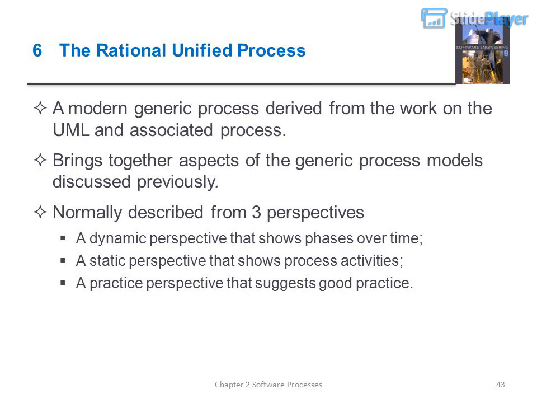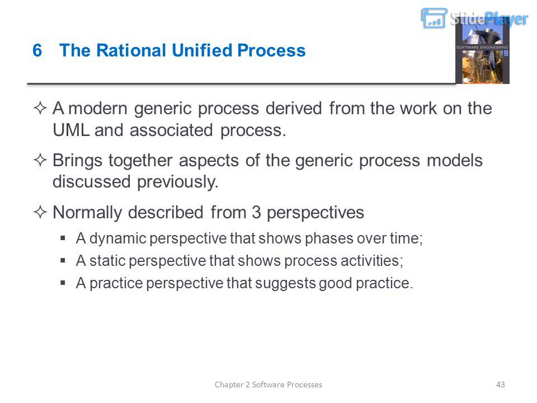The Rational Unified Process. A modern generic process derived from the work on the UML and associated process. It brings together aspects of the generic process models discussed previously. It is normally described from 3 perspectives. A dynamic perspective that shows phases over time. A static perspective that shows process activities. A practice perspective that suggests good practice.